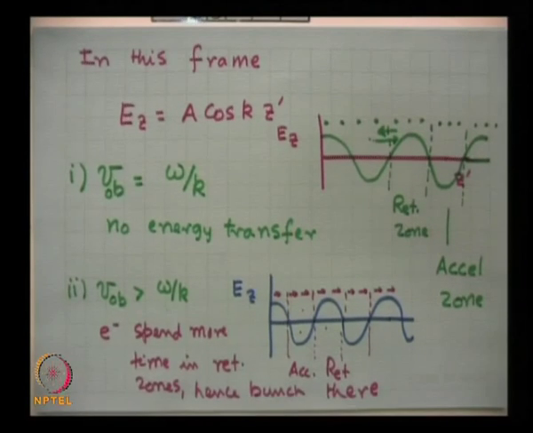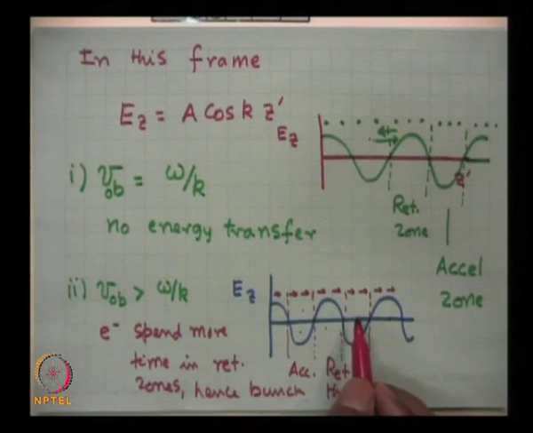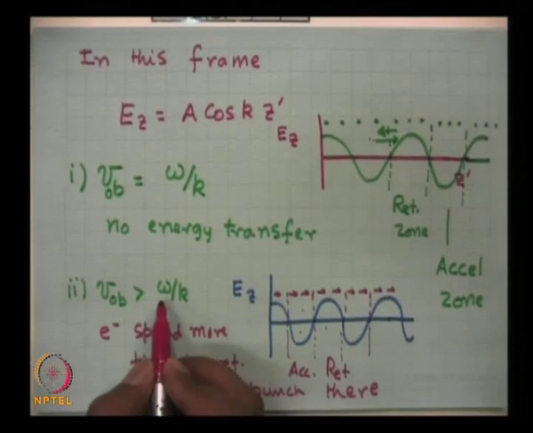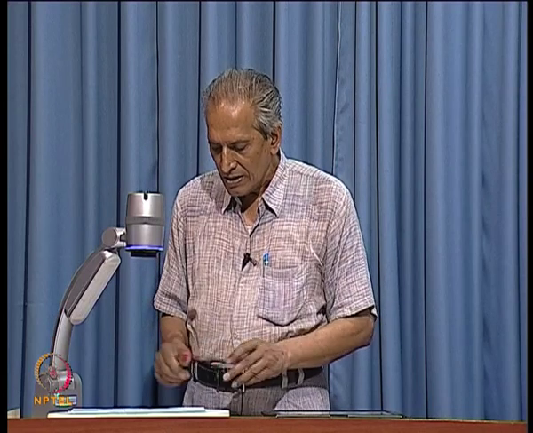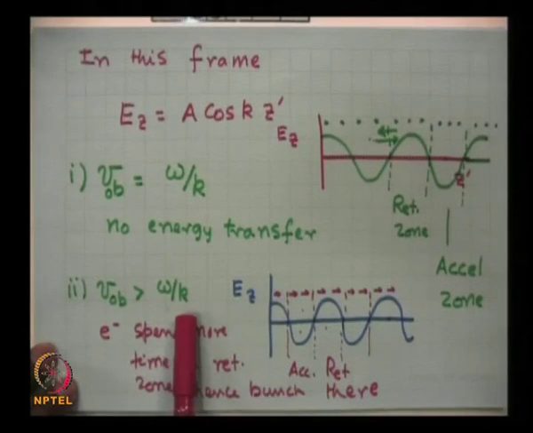This is an important thing. When more electrons are getting retarded in the retarding zones, there is a net transfer of energy from the electrons to the wave and the wave grows. So, this is the basic physics of energy transfer from electrons to the wave: their velocity should be slightly more than the phase velocity of the wave, only then this phenomenon is possible. Physically, we have seen that the condition for energy transfer from particles to wave is that the beam velocity should be more than the phase velocity of the wave.